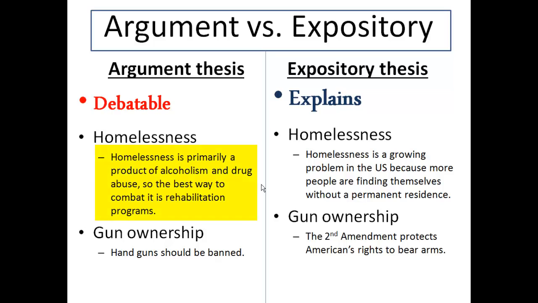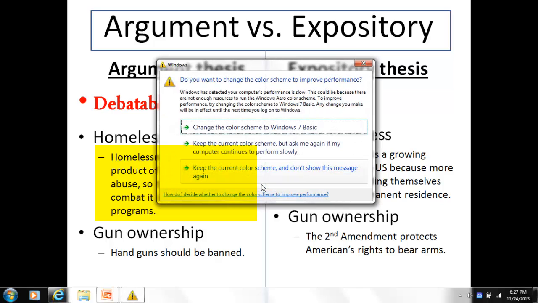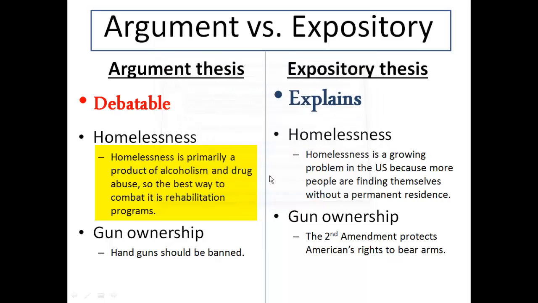For example, homelessness is primarily a product of alcoholism and drug abuse, so the best way to combat this is through rehabilitation programs. That is a debatable topic because some people would say homelessness is not a product of alcoholism or drug abuse. And some people would say rehabilitation is not the way to address homelessness. So make sure when you pick a topic that you use it in its debatable form.